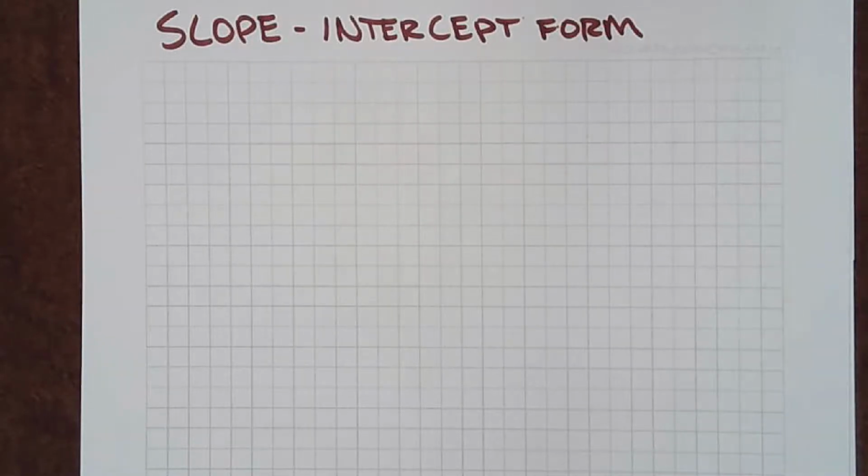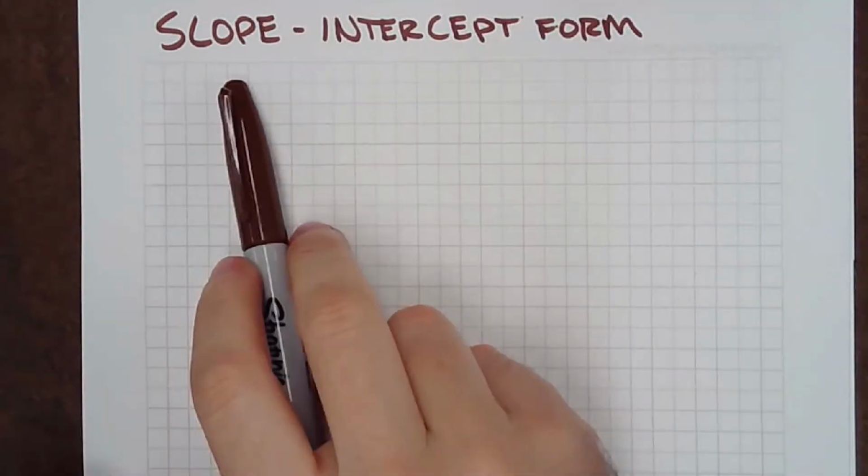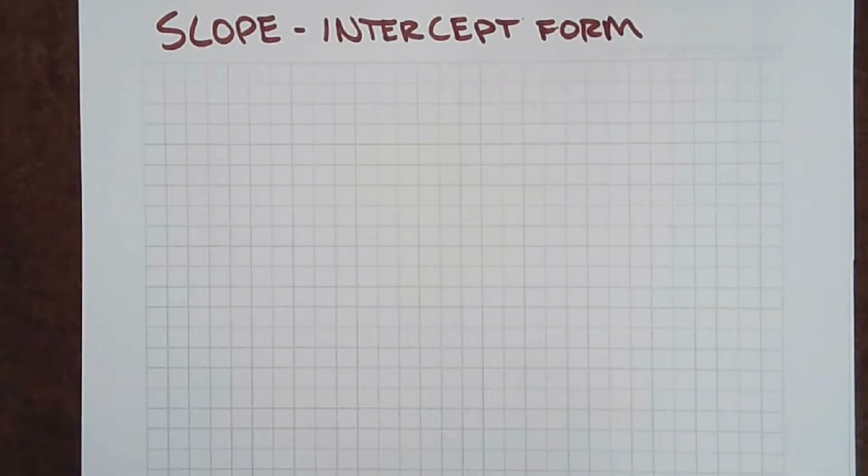All right, so I'm going to talk about a couple different forms of the equation of a line. These are all going to be linear functions because they are functions of a line. First form is the slope-intercept form, and that looks like this.